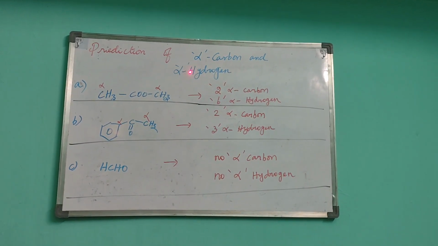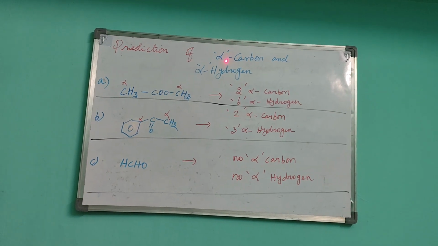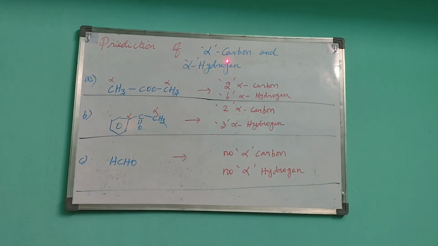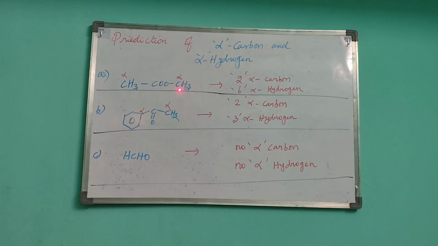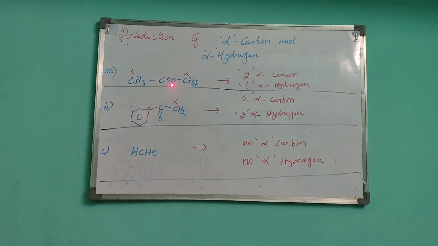Hi students, today in this video we are going to find out the steps to find the number of alpha carbons as well as alpha hydrogens in a given compound. So coming back to the first compound, this is an ester compound.